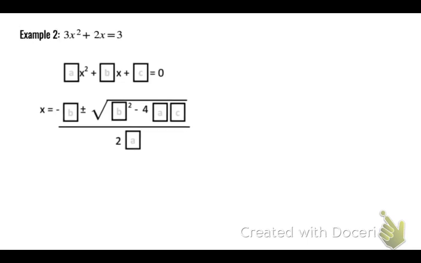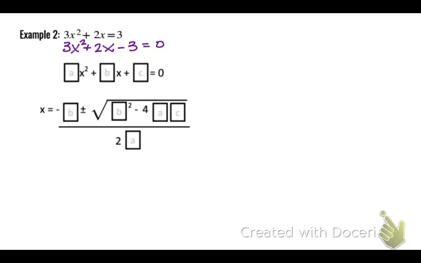In example 2, 3x squared plus 2x is equal to 3. So the first thing that we should notice when we look at this is that our equation is not equal to 0. And if I'm going to use the quadratic formula, I need to make sure that that's equal to 0. So I need to move the 3 to the other side. I would do that by subtracting that from both sides. So 3x squared plus 2x minus 3 is equal to 0.